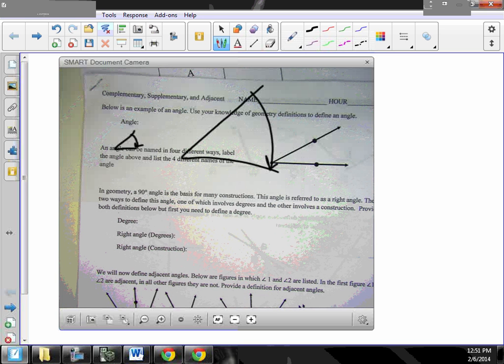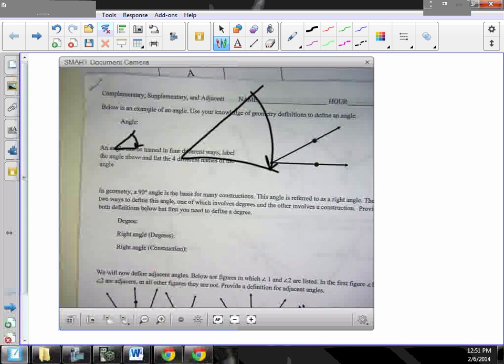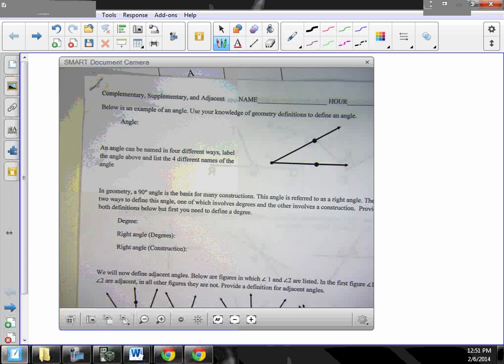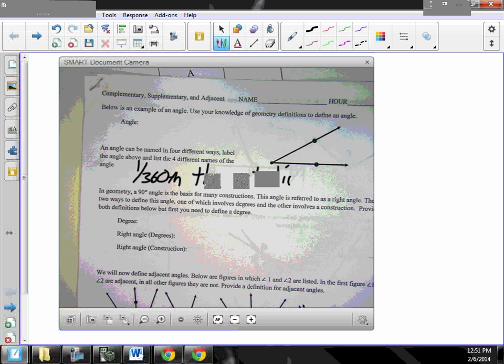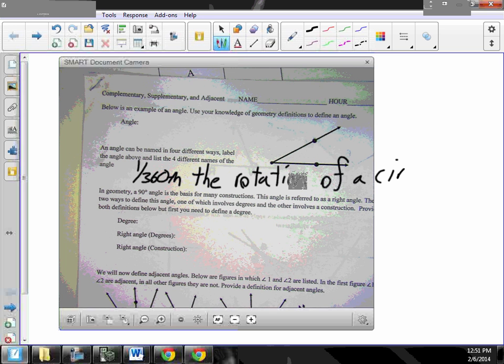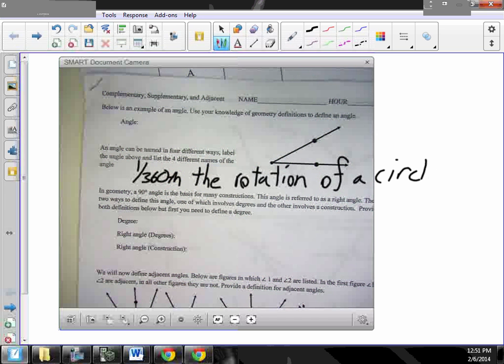1 out of 360 parts of a circle. Hey, I haven't even written it yet. You're behind and I haven't even got there. So, a degree is 1/360th the rotation of a circle. We also could have defined it in terms of the rotation of a straight line. How would that change the definition?